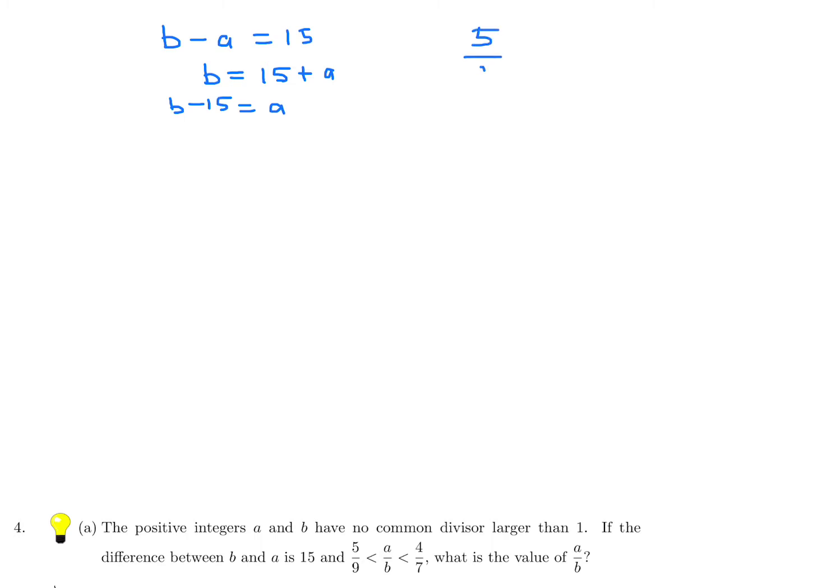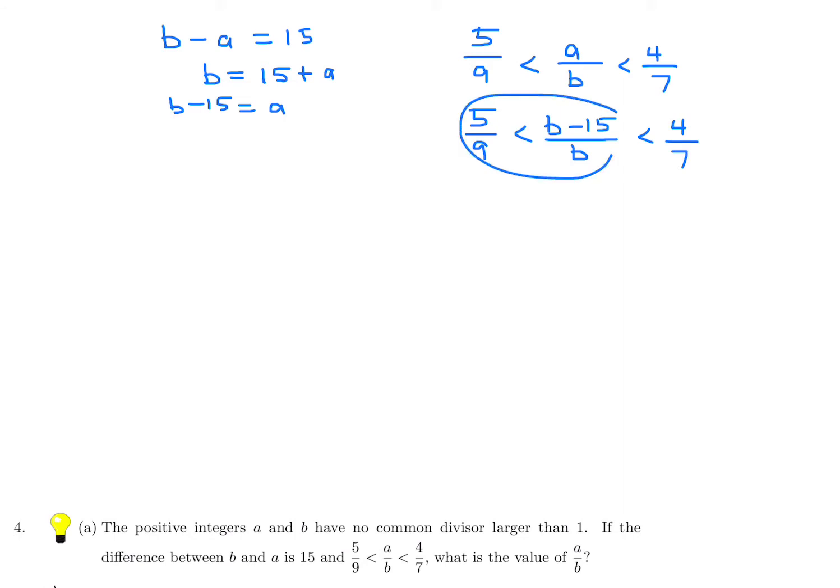Now let's look at our inequality. It's 5 over 9 less than a over b less than 4 over 7. So 5 over 9, I'll just choose the b minus 15 to put for a, and that's over b is less than 4 over 7. So now let's take this one step at a time. Let's look at these two first and see what we get.